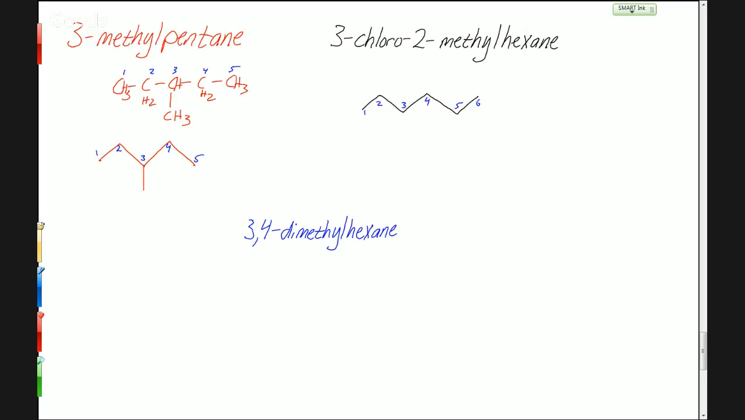So then we've got to add our substituents. The name tells us that there is a chloro on 3 and a methyl on 2. The methyl on 2 is just going to be another line there because that's one carbon at the end of the line. And then number 3, chloro means Cl. So we put a Cl right there. And there's our structure.